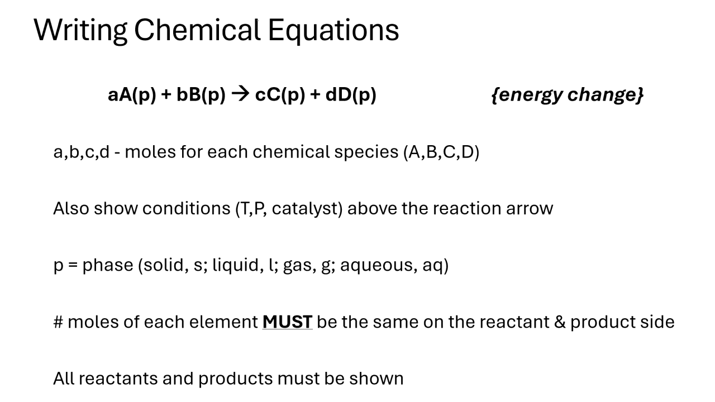Now the little a, b, c, and d, these represent the number of moles of each chemical species, and then the species are capital A, B, C, and D. When we do this, we'll very often write the conditions for the reaction above the reaction arrow. So we might have a specific temperature we need to achieve, or a specific pressure, or we need the presence of a catalyst. And it's also a good idea to write down the phase of the reactant or the product, and we'll put those in parentheses. So we'll have solids, liquids, gases, or aqueous.